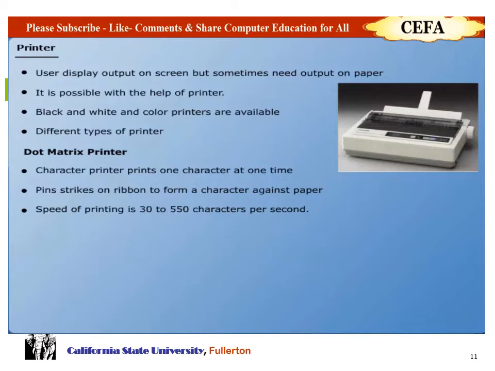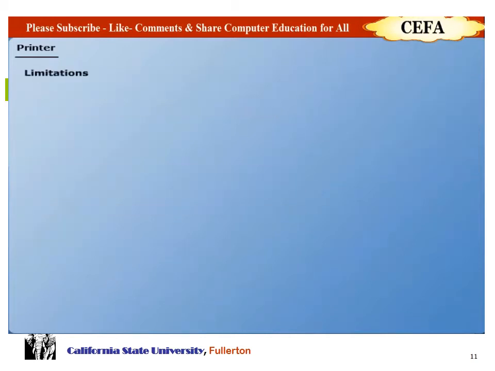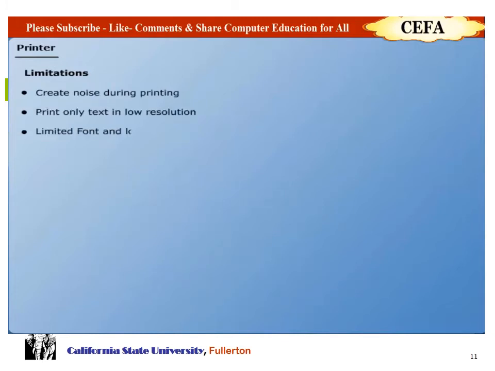Number 1. Characteristics. Dot matrix is a low-cost printer and consumes less energy. Number 2. Limitations. Dot matrix printers create noise during the printing process. They print the text with low resolution. The font facility is limited and graphics quality is also not high.